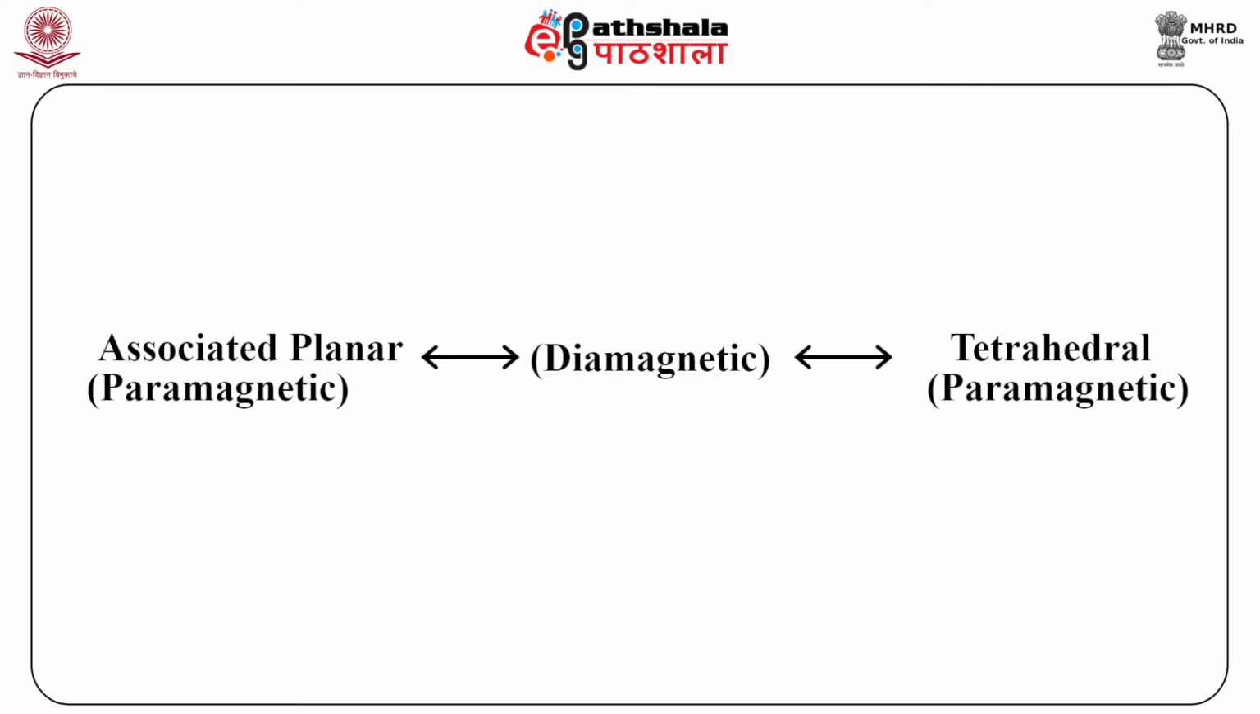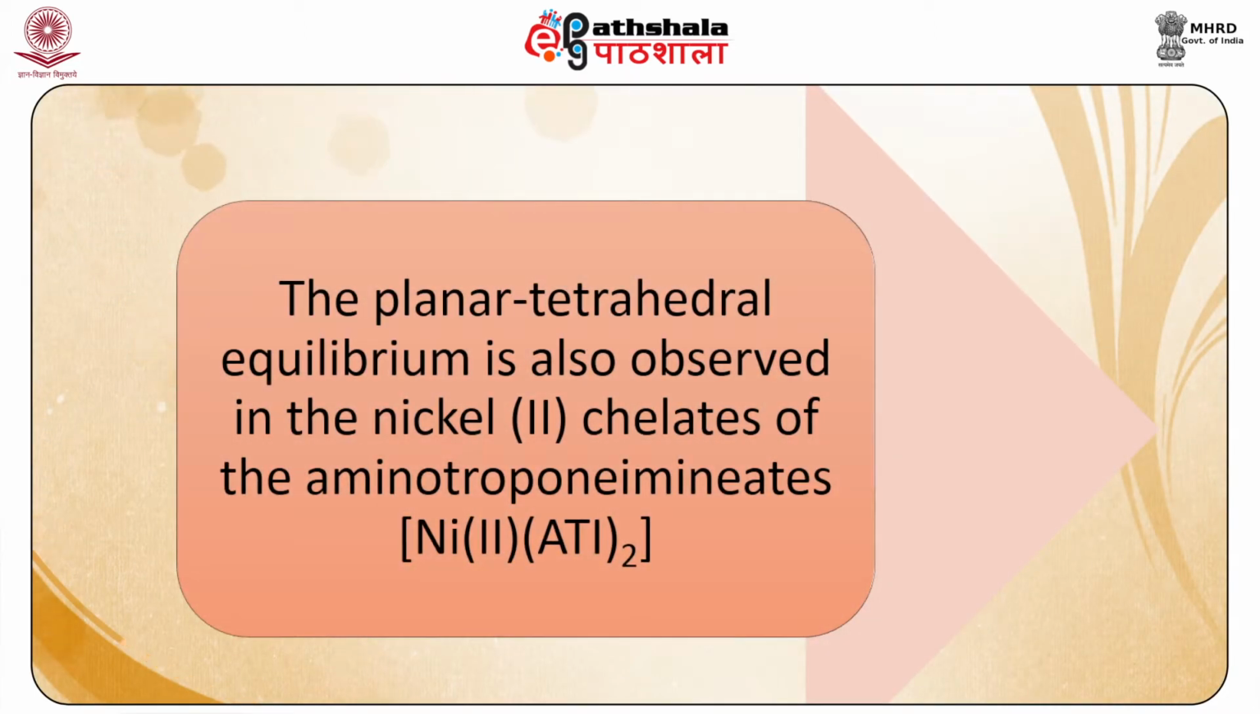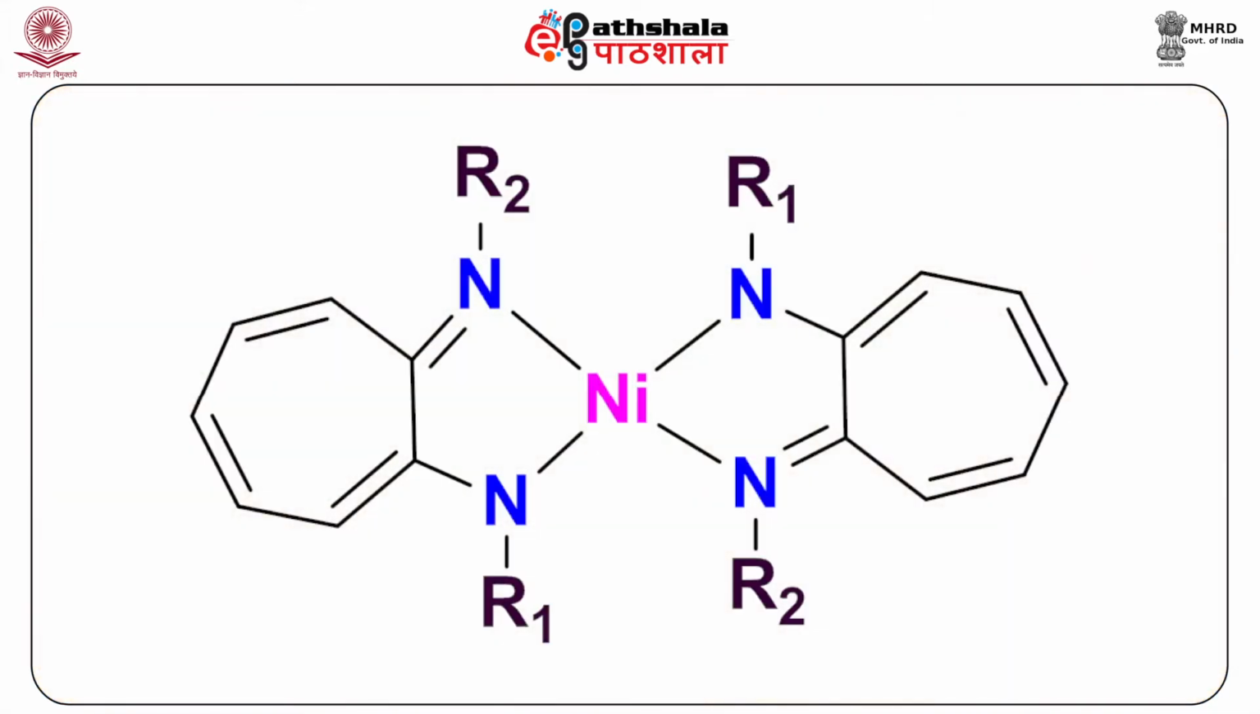So there is an equilibrium between the diamagnetic planar and paramagnetic tetrahedral molecules. It is important to recognize that planar and tetrahedral molecules have the same coordination number. So the diamagnetic planar and paramagnetic tetrahedral equilibrium is called configurational equilibrium. The planar tetrahedral equilibrium is also observed in the nickel chelates of aminotropone iminates. The magnetic susceptibility and electronic spectra are dependent on temperature, solvent and nature of the N substituent.